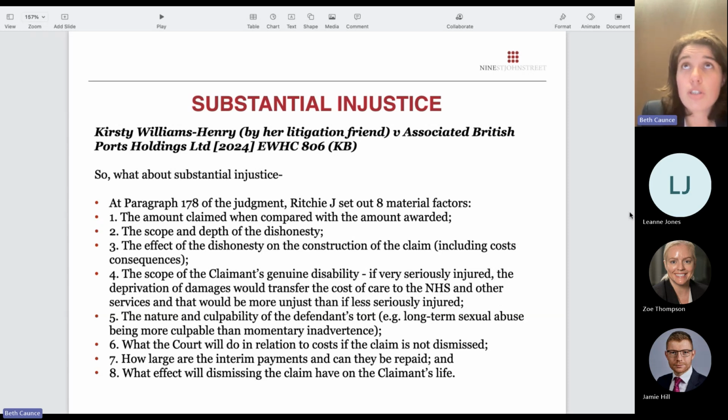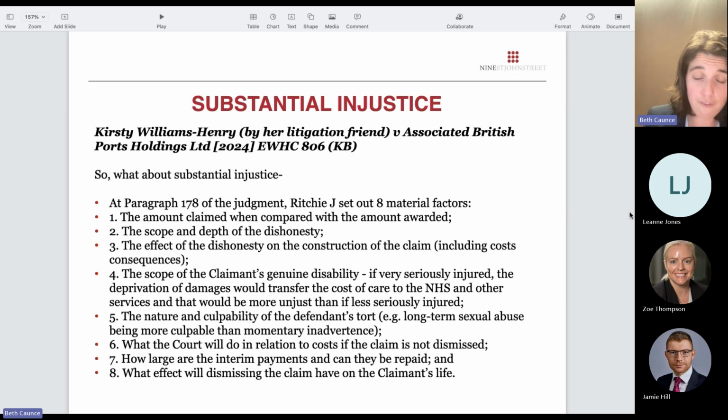And this is interesting when we read it in light of what we've already seen in the case of Shaw. In this case, what was said was, if somebody is very seriously injured, the deprivation of damages would transfer the cost of care to the NHS and other services, and that would be more unjust than if somebody was less seriously injured. And I'll come back to that point shortly. 5th, the nature and culpability of the defendant's tort. 6th, what the court will do in relation to costs. 7, the interim payments. And finally, 8, the overall effect of the claim on the claimant's life.